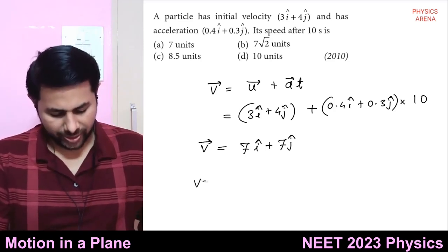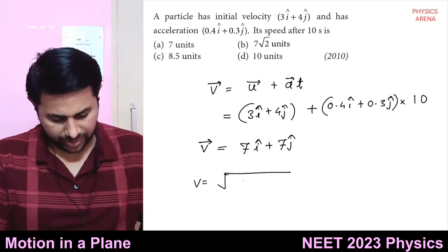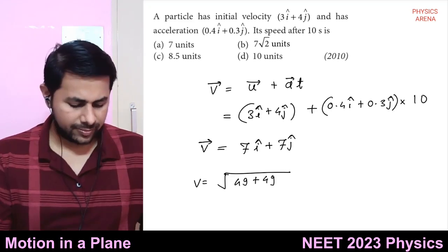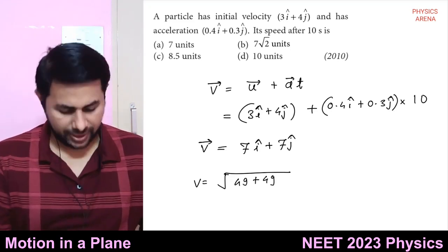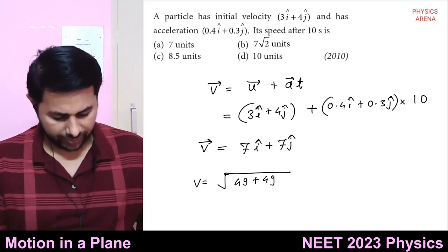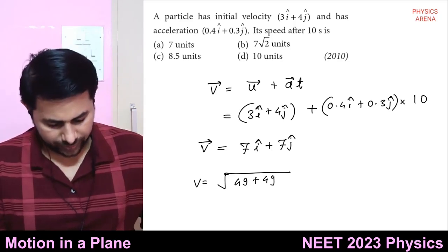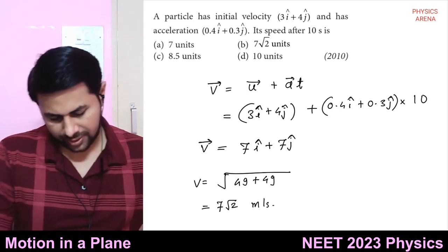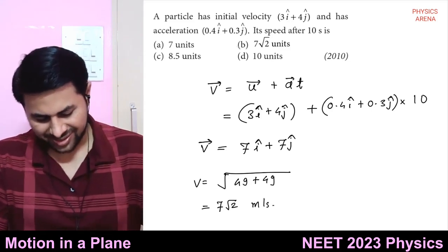So speed will be what? Square root of 49 plus 49, or it is 2 times 49. So square root of 49 is 7. 7 times root 2. So 7 times root 2 meters per second. This is the answer. Option B is the answer.